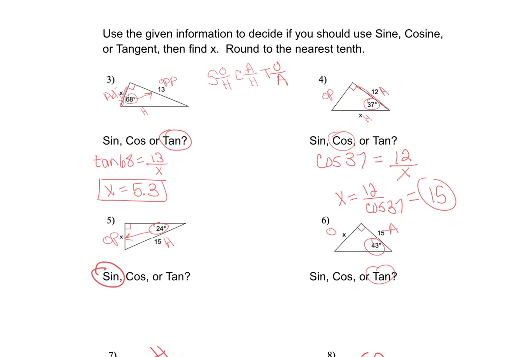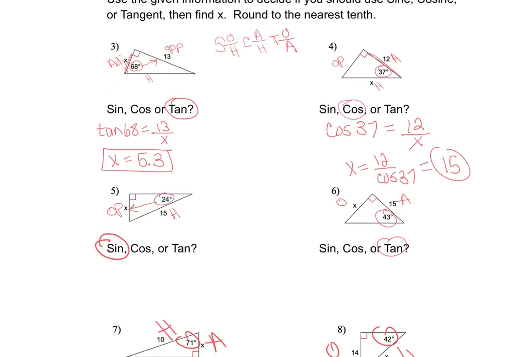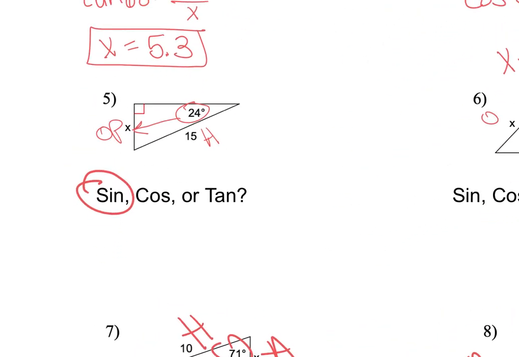Okay, let's do just one more here. Where am I at? Number 5. We said number 5 was a sine, so we're going to have sine of our angle, 24, equals, opposite is on top, adjacent is on the bottom, which means x is on top, which means all we have to do is multiply. So in our calculator, we're going to say 15 times the sine of 24, which is going to be approximately 6.1.